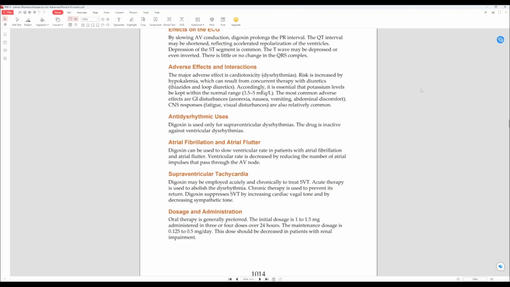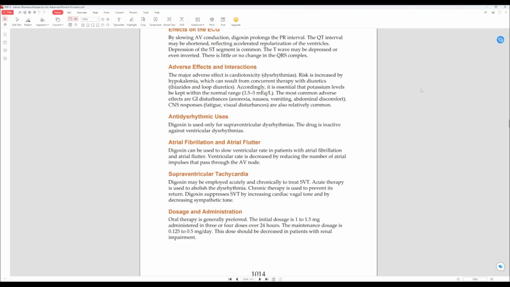The major adverse effect is cardiotoxicity. Risk is increased by hypokalemia, which can result from concurrent therapy with diuretics. Accordingly, it is essential that potassium levels be kept within the normal range. The most common adverse effects are GI disturbances. CNS responses are also relatively common. Its antidysrhythmic use. Digoxin is used only for the supraventricular dysrhythmias. The drug is inactive against ventricular dysrhythmias.